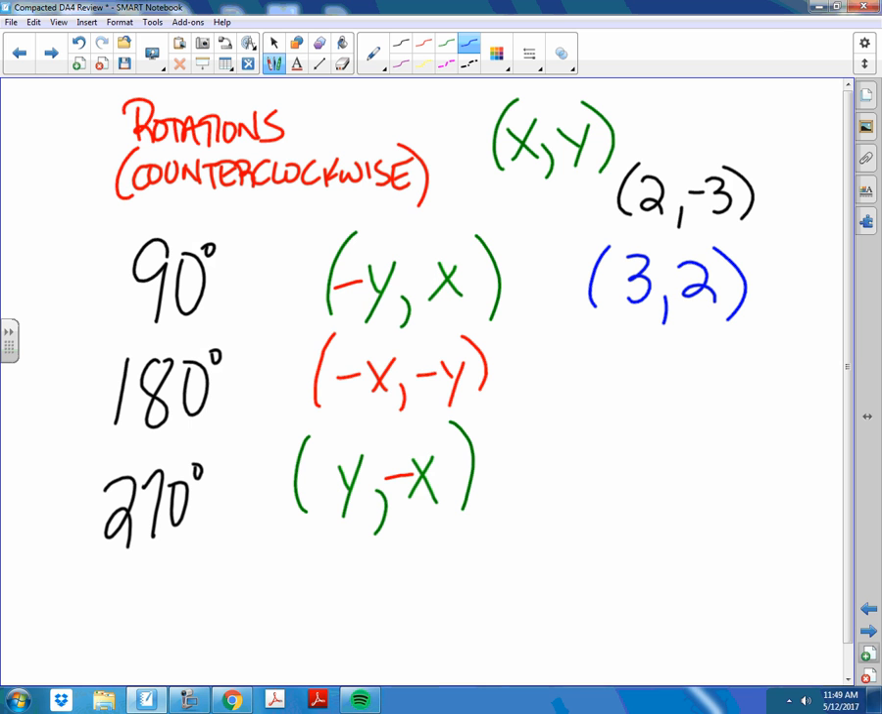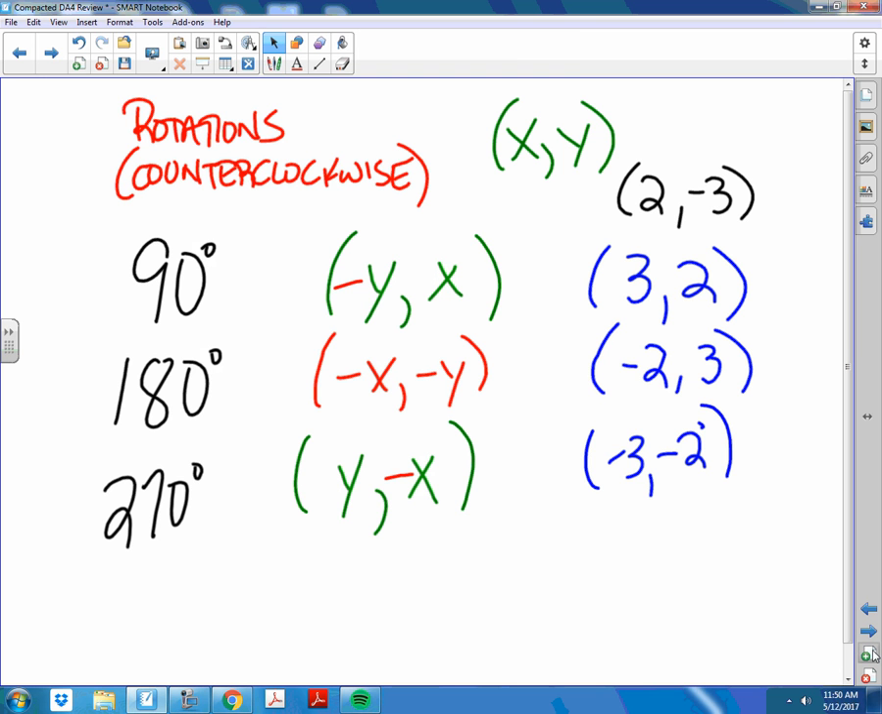If it was a 270-degree rotation, and don't try to do them both at the same time, do it as a 2-step. Switch the places, so it becomes (negative 3, 2). And on the 270, the second one changes its sign: (negative 3, negative 2). Get it? That's the way I want you thinking about it. And by the way, 180 for this would be (negative 2, 3), because they both simply change signs.